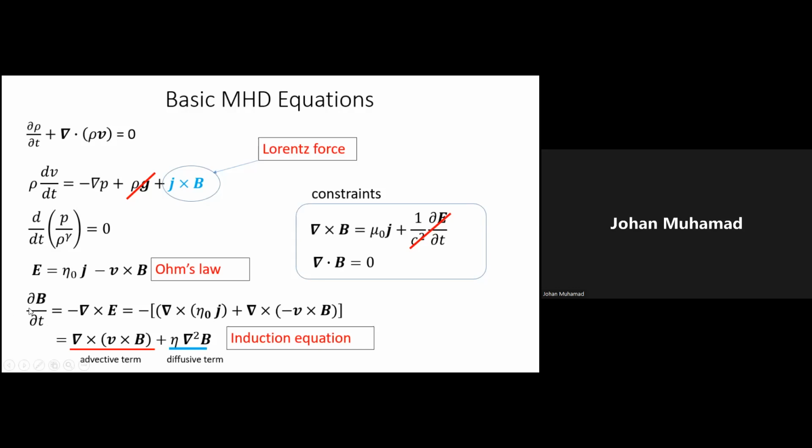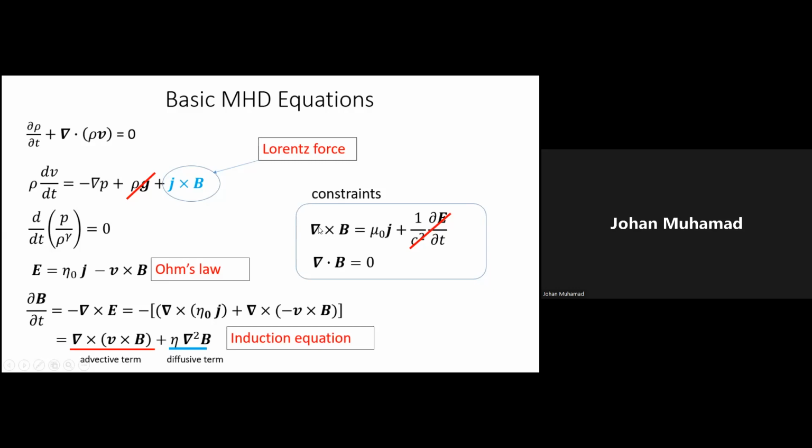And this part, we know this as the induction equation. So this is a very important equation that we will use mainly in MHD, which is the induction equation. So we have an advective term and a diffusive term that determine how the magnetic field changes in time. And then we have two constraints here.